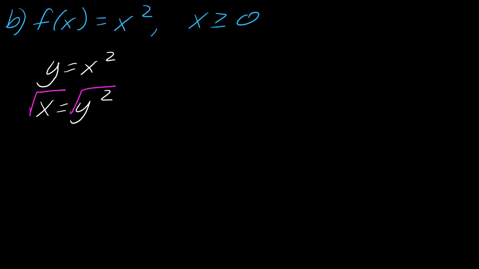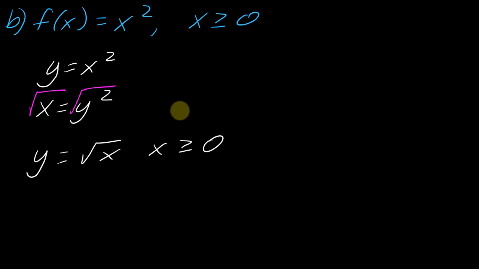But here's the issue. If you think back to the square root property, normally you would have to take plus or minus this side. But because we have this condition here, we don't actually have to worry about this. So my answer here will be y equals the square root of x, and x has to be greater than or equal to 0.